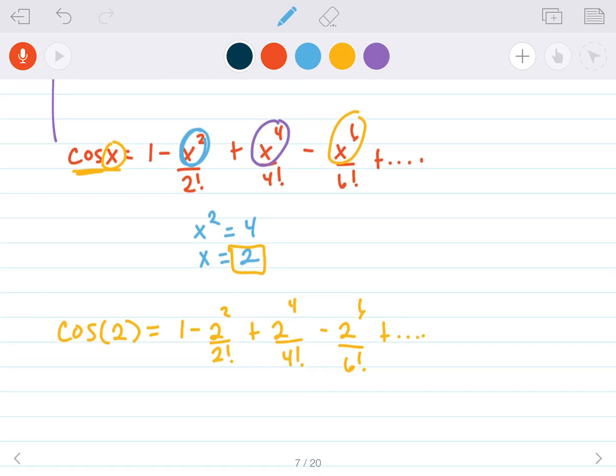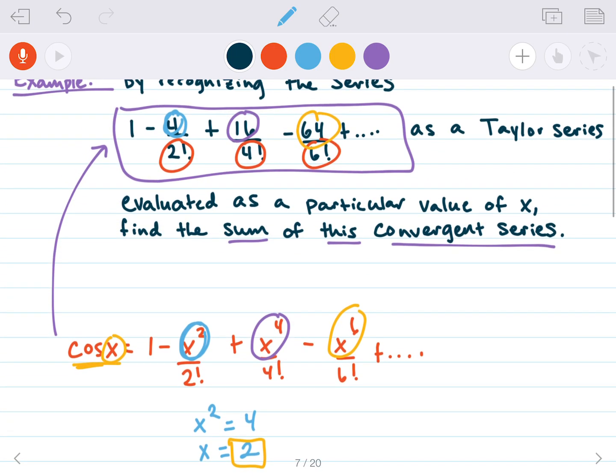So all we have to do is evaluate this in the calculator. And this is giving me negative 0.42. Okay, so that is going to be our answer here. So that is what the series converges to at x equals 2.